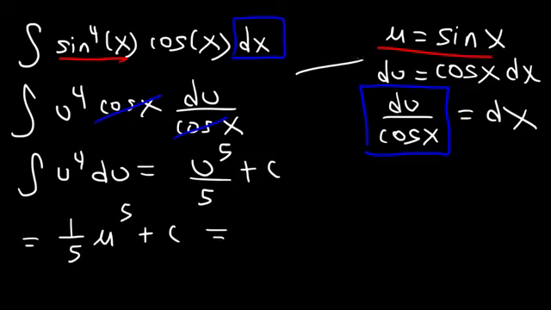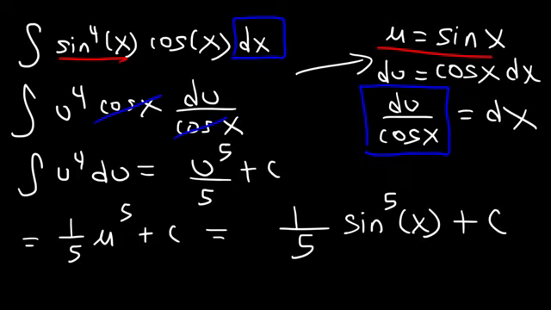And the last thing we need to do is replace u with sine x. So it's 1/5 sine raised to the 5th power of x plus c. And that concludes this problem.